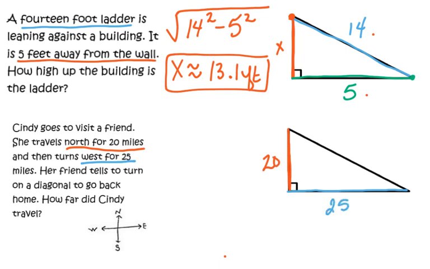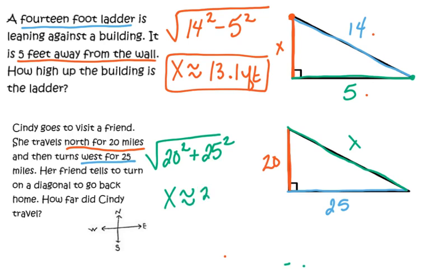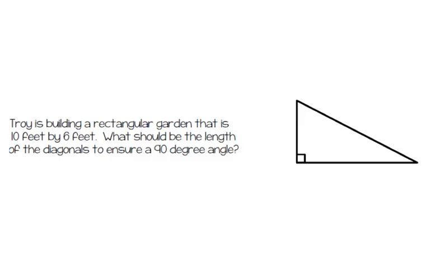And then she tells her to go back on a diagonal. So again, that word diagonal typically means our hypotenuse. So that is what we're looking for. So the formula here would be one leg squared, so 20 squared, plus the other leg squared. So if you type that into your calculator, the square root of 20 squared plus 25 squared, you're going to get that x is approximately 32 miles.